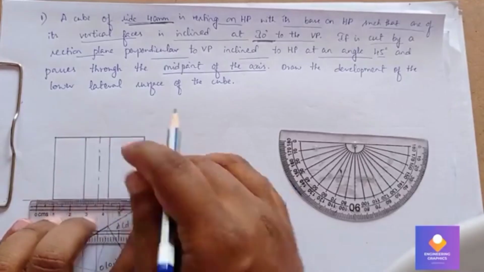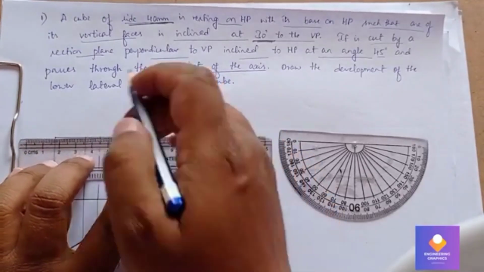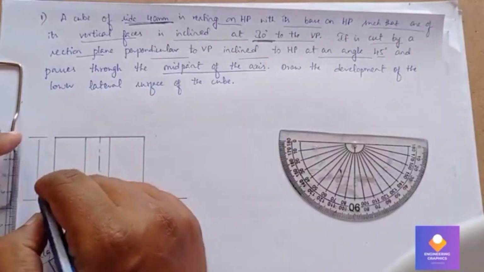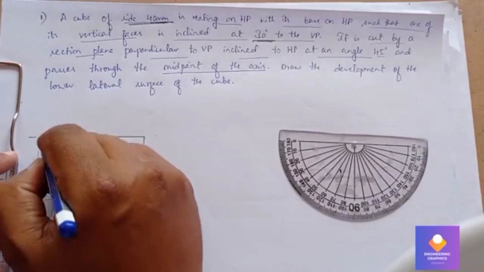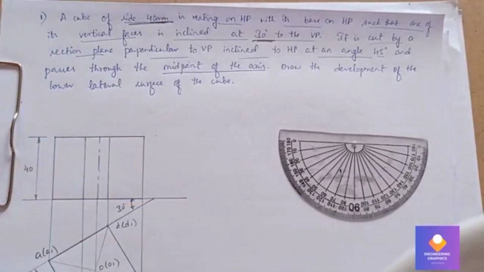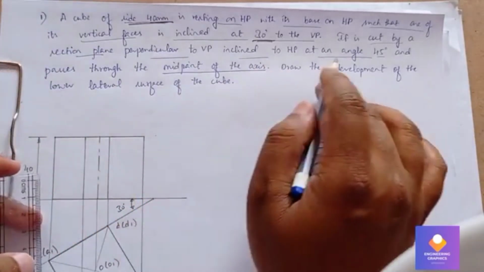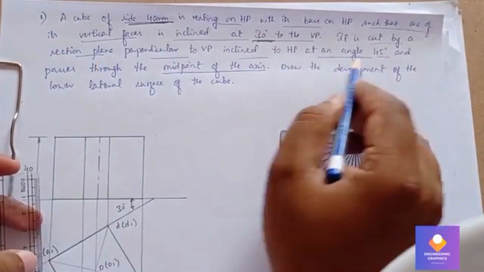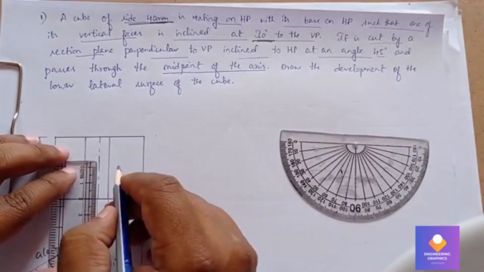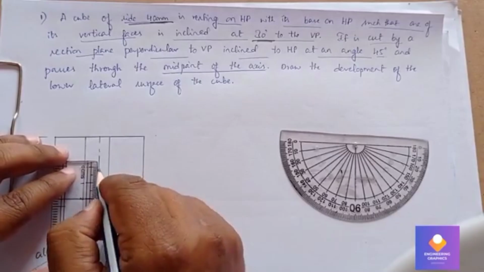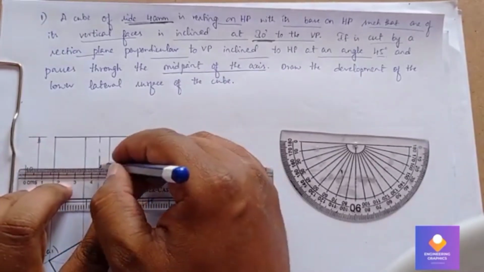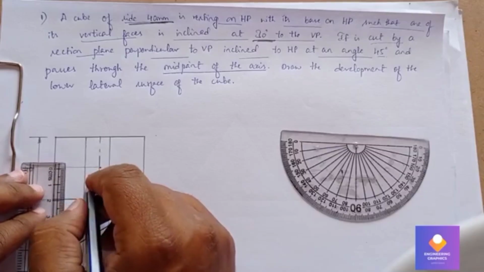That completes the front view. So we can show the dimension. The dimension here is 40 mm. Now we have to show a section plane, the cut section plane. It is exactly 45 degrees and it is passing exactly through the middle point of the axis. The total axis is 40, so half, exactly the middle point, means we need to mark at 20 on the axis and then show the dimension 20 mm.